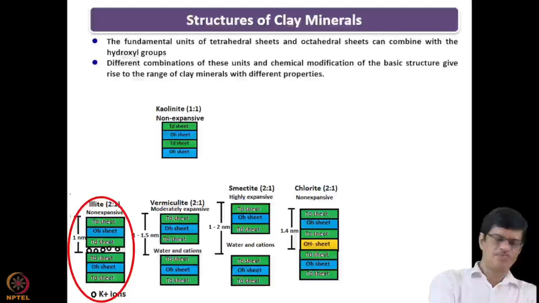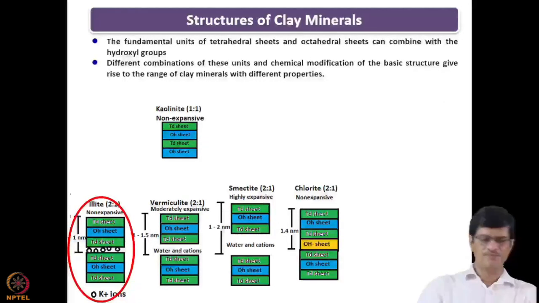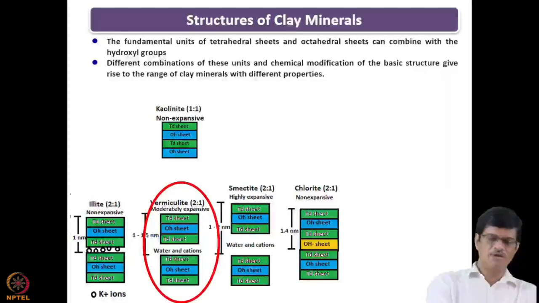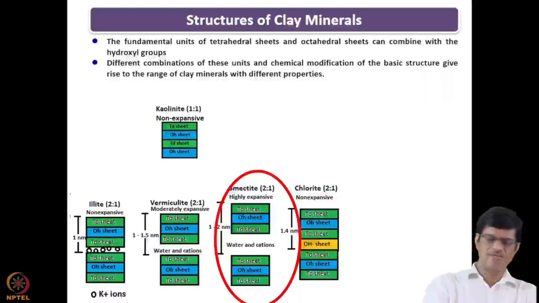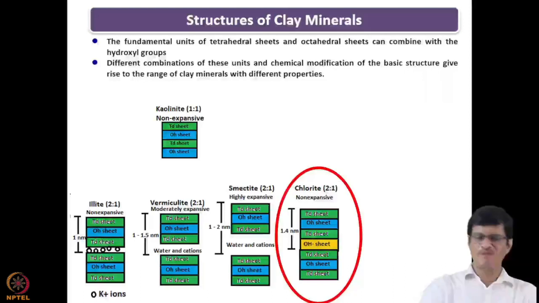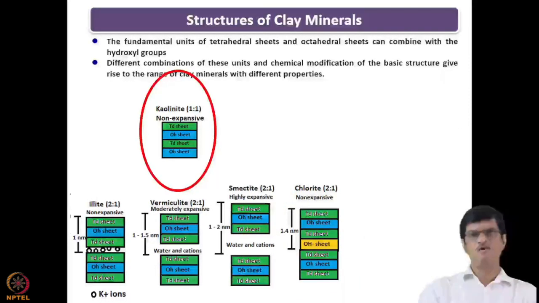Here the distance is very, very small, where you have the potassium ions embedded between these two layered structures. For vermiculite, which is moderately expansive, this distance is around 1 to 1.5 nanometer. Smectite is highly expansive. You have around 1 to 2 nanometer distance, and water molecules and cations can be there between the two layered structures given here. Similarly, the chlorite structure is again a non-expansive system, and you do not have anything in between these layered structures. Kaolinite, which is at the top, has a non-expansive 1:1 structure.